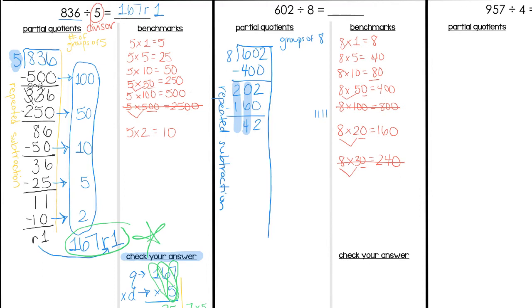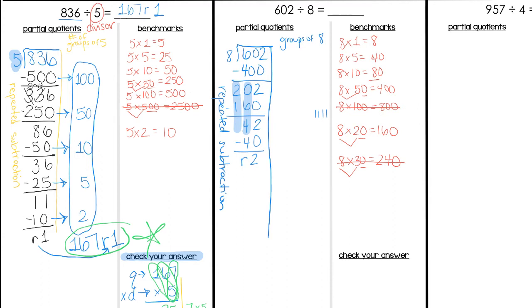Now I have 42 left. What's the largest multiple of 8 that I can take away from 42? 400 is way too big. 80 is too big. 40 is just small enough. I have 2 remaining. So I'm going to write remainder 2 because it is smaller than my divisor.